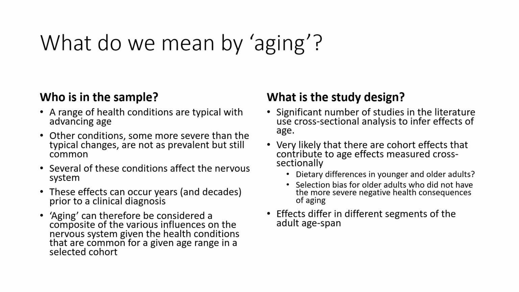A selection bias may also be found in sampling the healthier and more intact older adults that are able to participate in significantly taxing imaging research studies and did not have the more severe negative health consequences of aging. Finally, it's important to consider what portion of the age span the study data come from, as effects may differ in different segments of the adult age span.